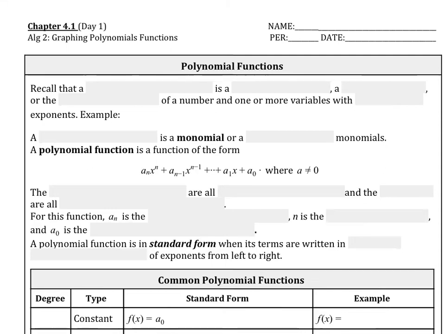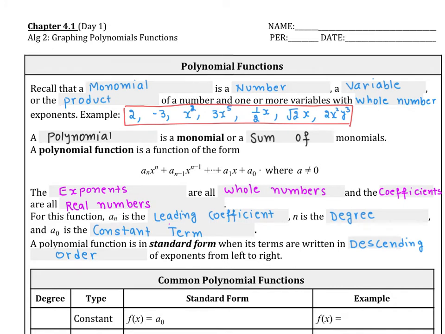Chapter 4.1 Day 1, Graphing Polynomial Functions. Polynomial functions. Recall that a monomial is a number, a variable, or a product of a number and one or more variables with whole number exponents.